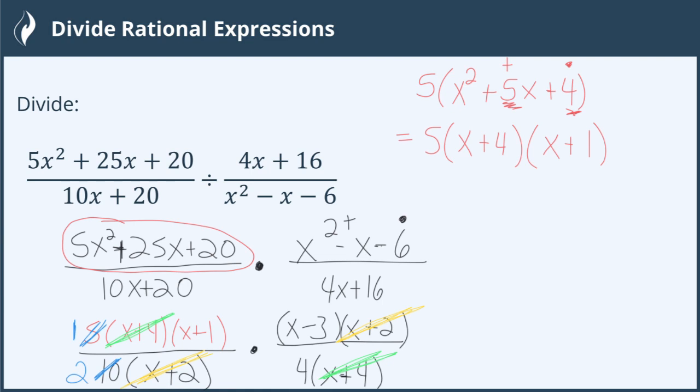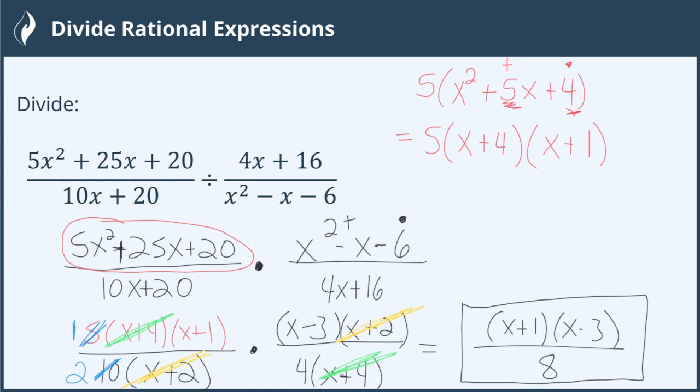All right, so what does that give us all together? Well, on the top, I still have 1, x plus 1, and x minus 3. So I can write that as x plus 1, x minus 3. What do I still have left on the bottom? Well, on the bottom, I still have 2 and 4. 2 times 4 will give us 8. So altogether, our final answer is x plus 1 times x minus 3 all over 8.